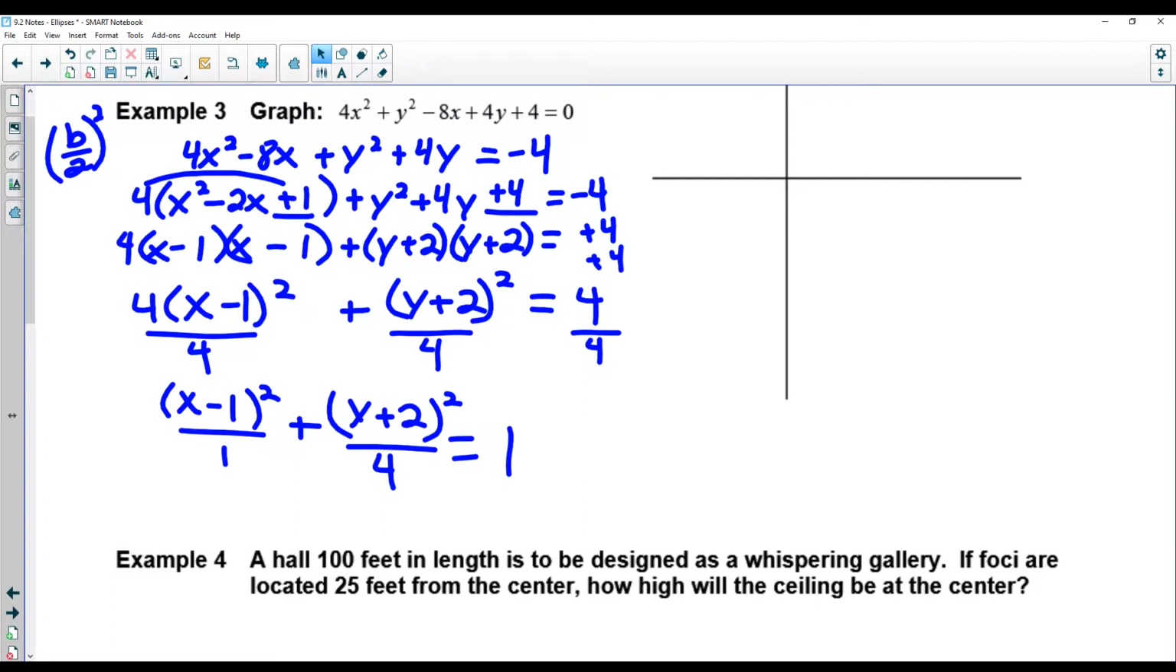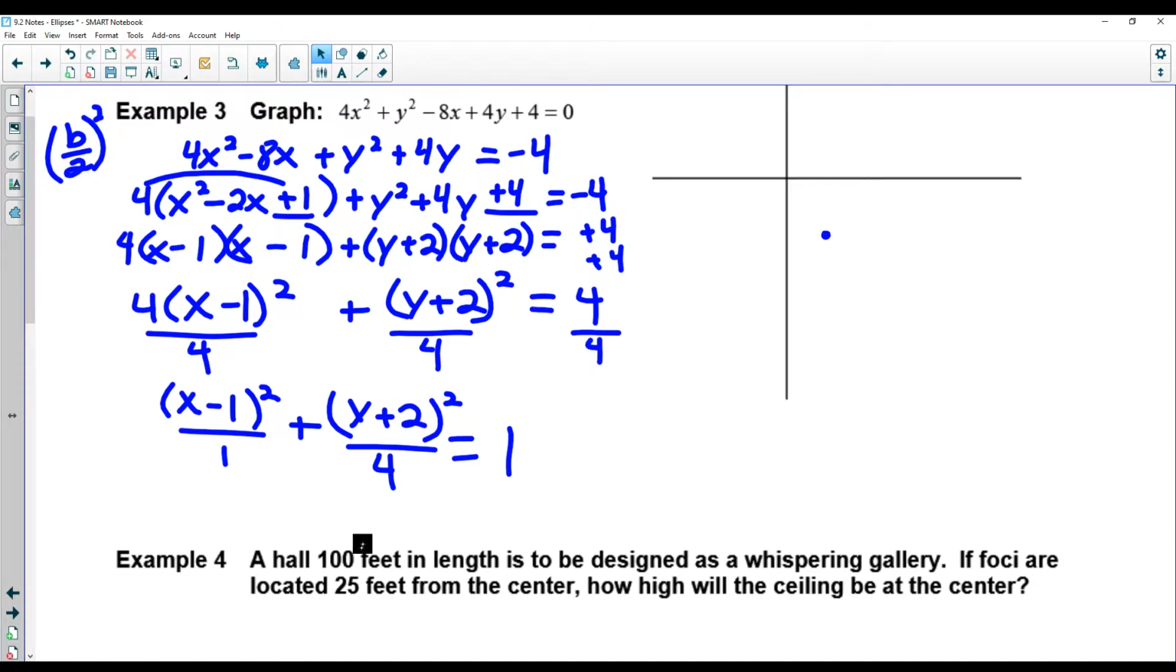It's not hard at all. But I don't even want to graph it, so I'm just going to say how to do it. So x and y, the center is going to be 1 and -2. So 1, -2 is my center.